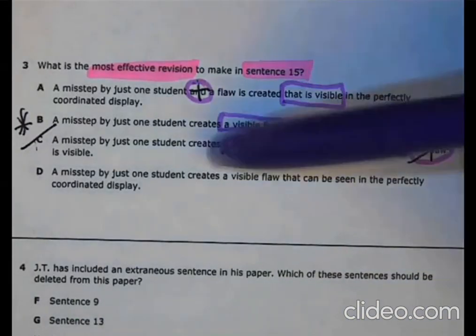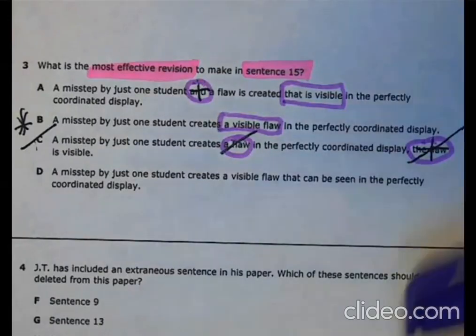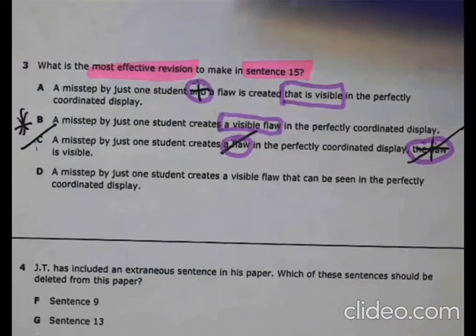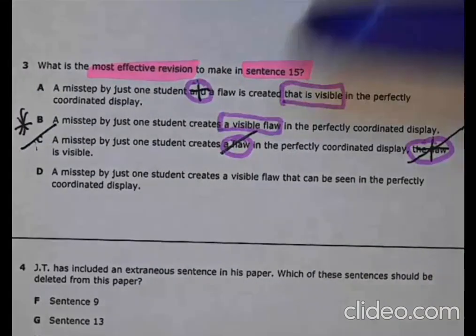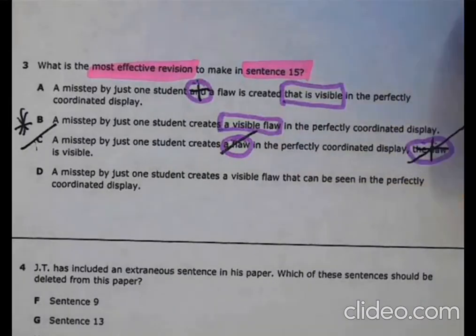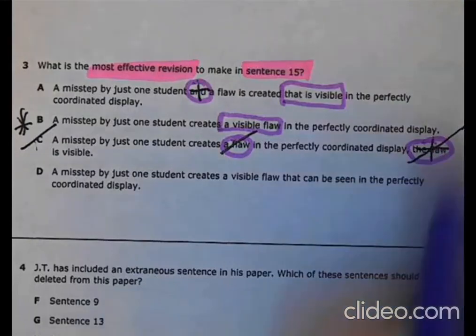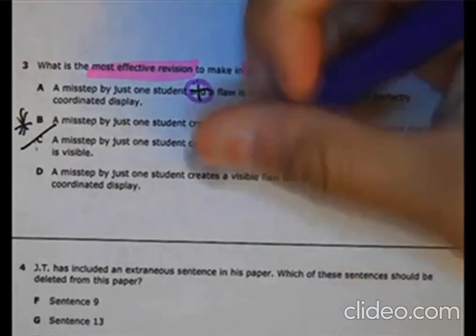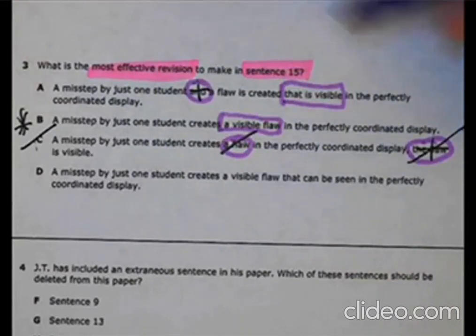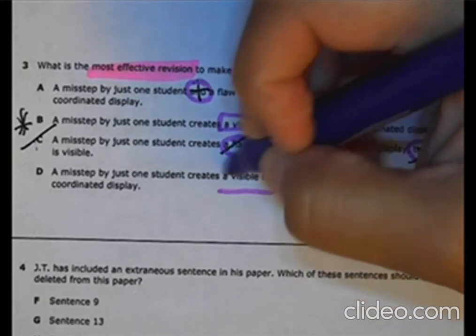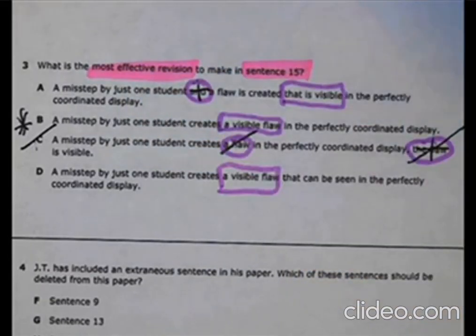But that's what I'm saying. If you can identify where the changes are made, it'll be a lot easier. Letter D. A misstep by just one student creates a visible flaw that can be seen in the perfectly coordinated display. Okay, here, they did something similar to answer choice B, and honestly, it flows pretty good. It has a better flow than A and C, that's for sure, right?